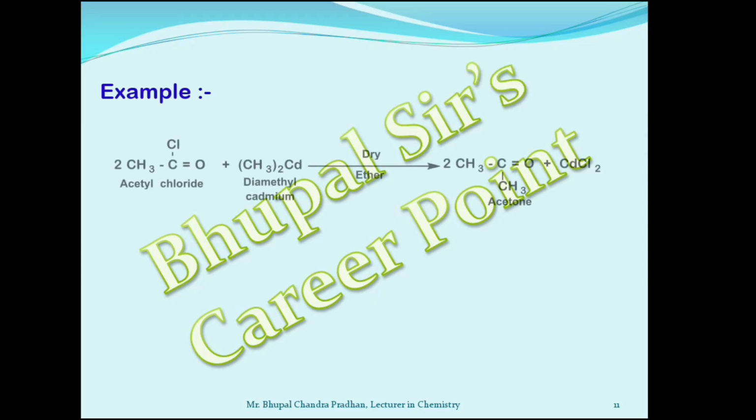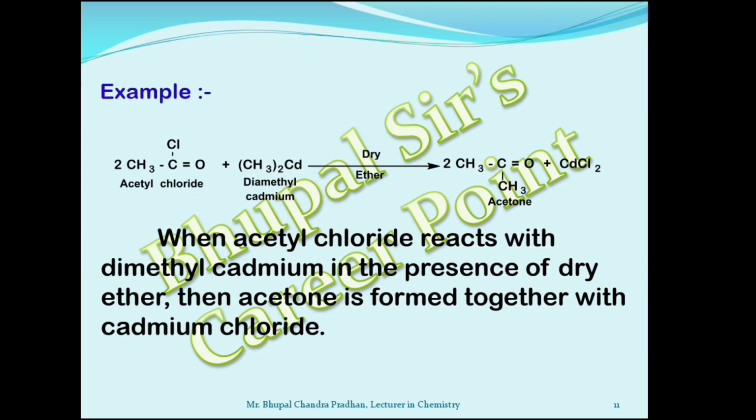Let us come to an example. Whenever acetyl chloride reacts with dimethyl cadmium, here R is CH3 and the other group is also CH3, then it will give us acetone or propanone. When acetyl chloride reacts with dimethyl cadmium in the presence of dry ether, we get acetone or propanone. In the statement we have to write down: when acetyl chloride reacts with dimethyl cadmium in the presence of dry ether, then acetone is formed together with cadmium chloride.